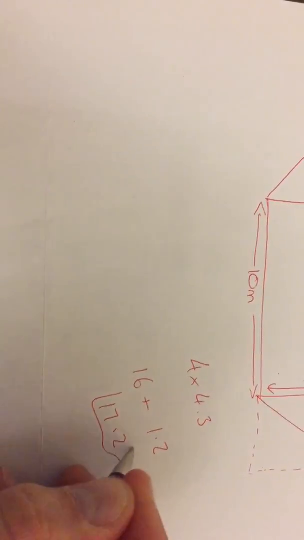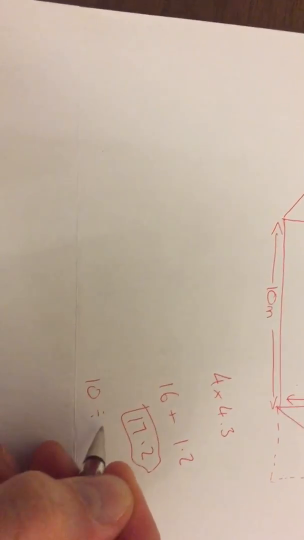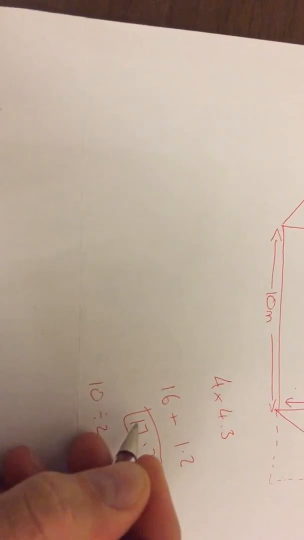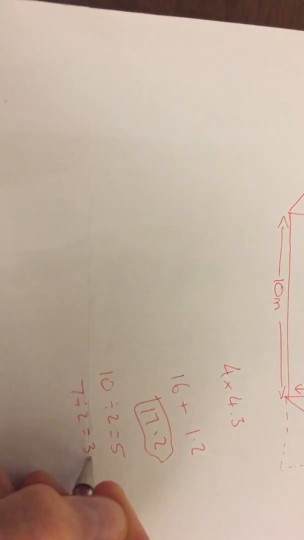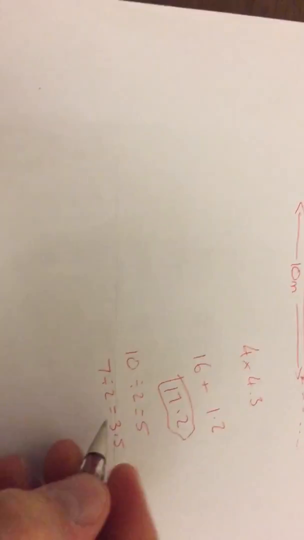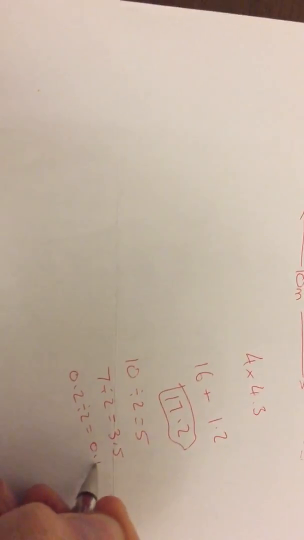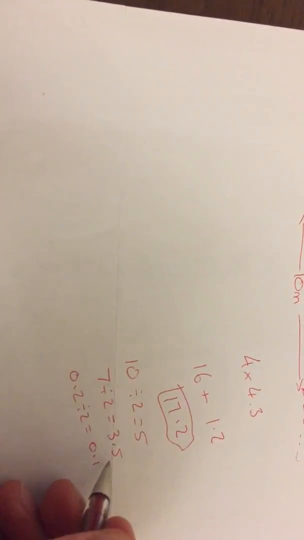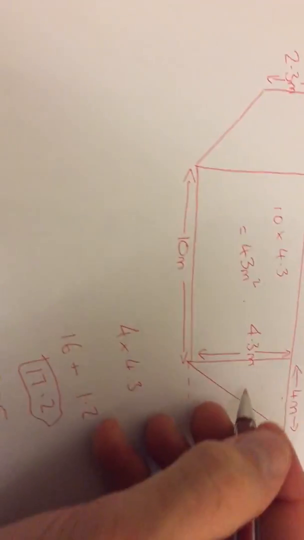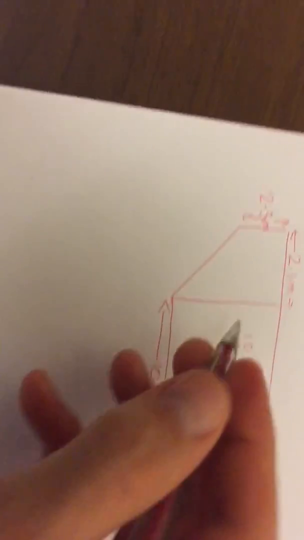So if you're ever trying to half 17.2, a good way to do it would be first to half the 10, which gives you 5. Next, half your 7, which gives you 3.5. And then half your 0.2, which equals 0.1. Add these up, 5 add 3.5 add 0.1 gives you 8.6. Which means that has to be 8.6 meters squared.